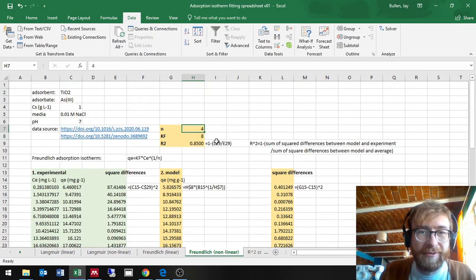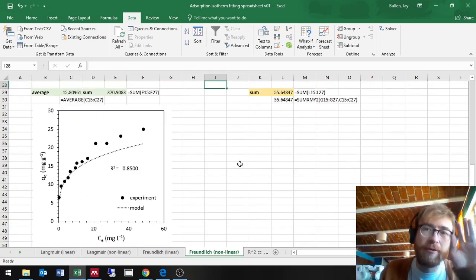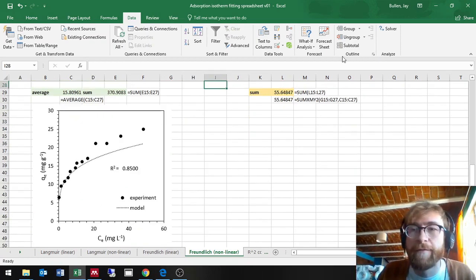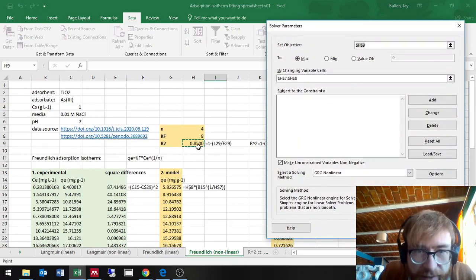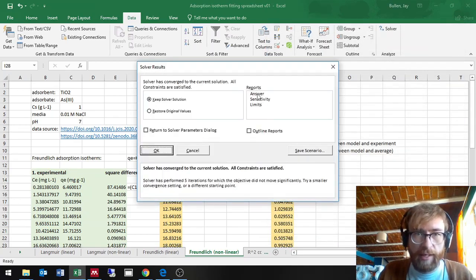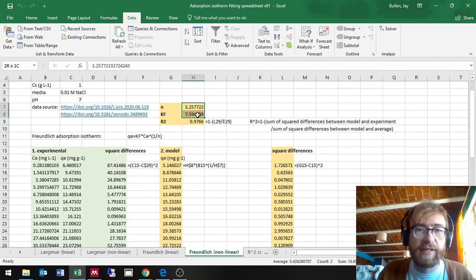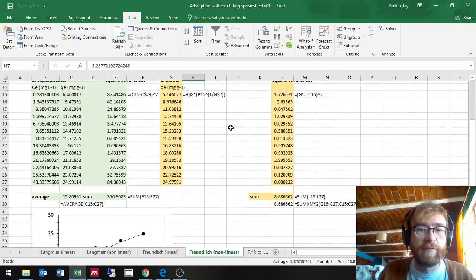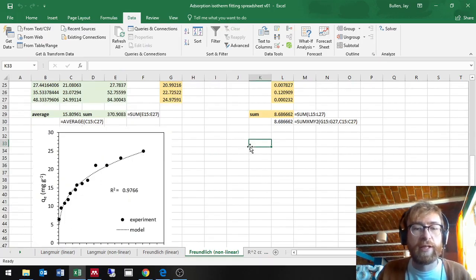Taking a guess, it gets a little bit closer. And when you're in a rough ballpark, you can run the solver function again. So here we're going to try and improve the R squared value by changing the values of n and KF. So let's click that. And again, it was pretty fast. So it manipulated these values and it gave us 3.2 and 7.6. And you can see that the fit is fairly good here in the Freundlich adsorption isotherm.